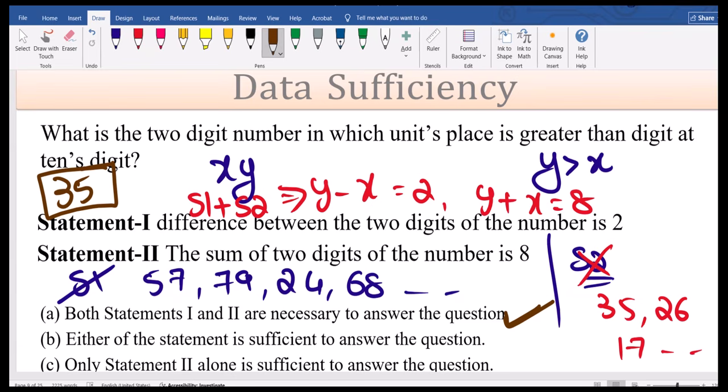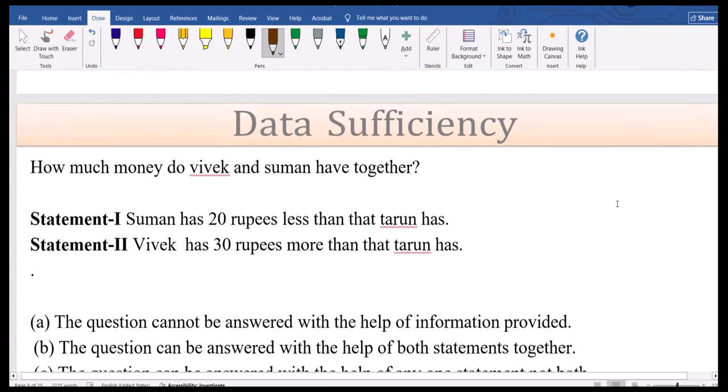Are you understanding that? For 35 you can see first condition satisfied, second condition satisfied: difference is 2, summation is 8. Only one number will satisfy that, and units place must be greater than tens place. So both statements together, option A. Clear? Any doubt in that? Right. Now let's see the next one.